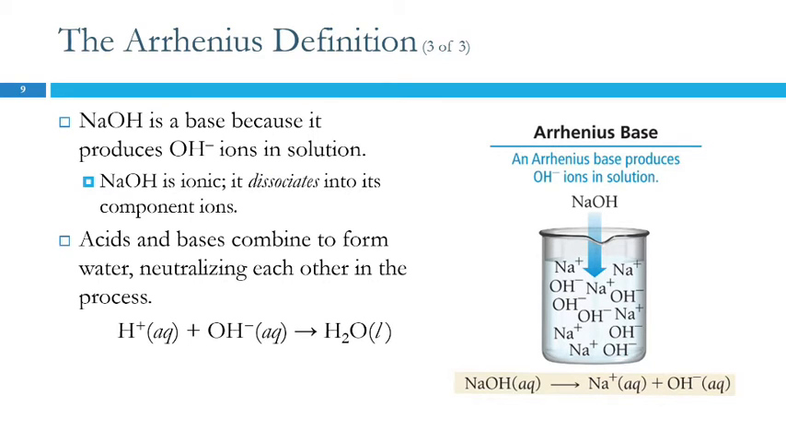So a base produces hydroxide ions. Sodium hydroxide is a base because it produces hydroxide ions. Here we have sodium hydroxide, which is an ionic compound, a solid, and when you dissolve it into water, the ions dissociate. They separate, and you've got hydroxide ions. So hydroxide is one of the component ions in sodium hydroxide.